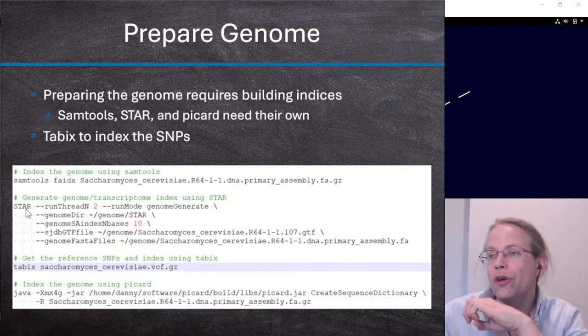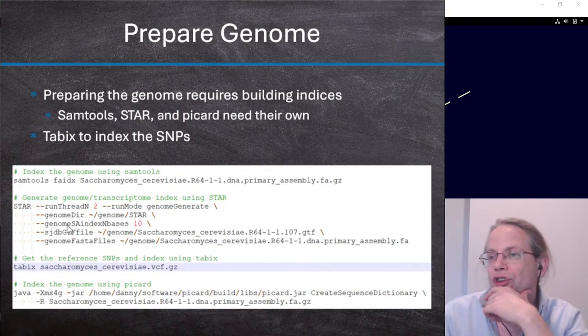So basically what this means is we use some tools to index the primary assembly file. And then we use STAR to generate a genome and transcriptome index, and we're going to use this command for that. So we're going to say STAR, use two threads, we are going to run STAR in a certain run mode, and this run mode is genomeGenerate. We are going to provide it with a directory where to store all of the files.